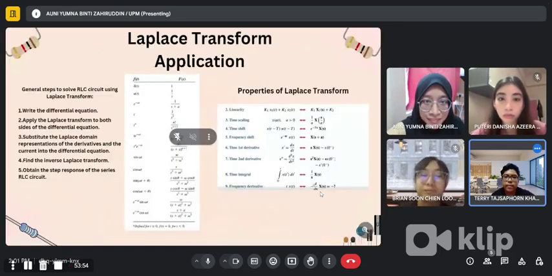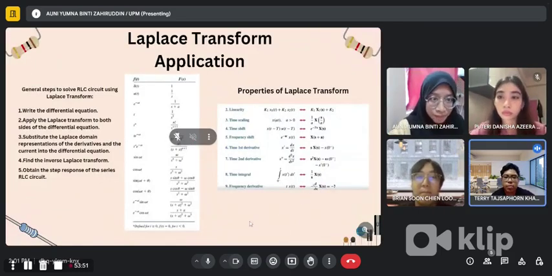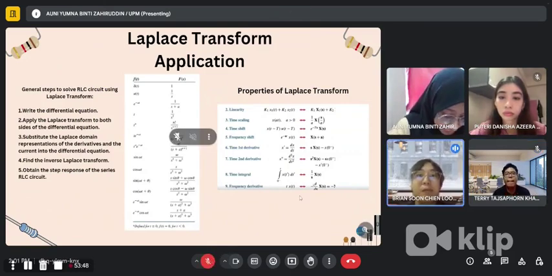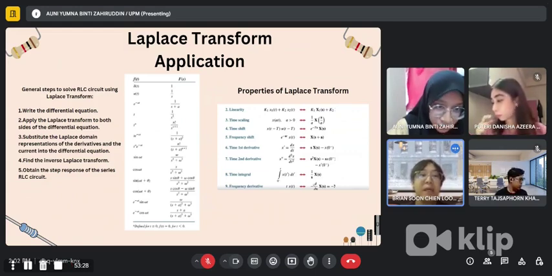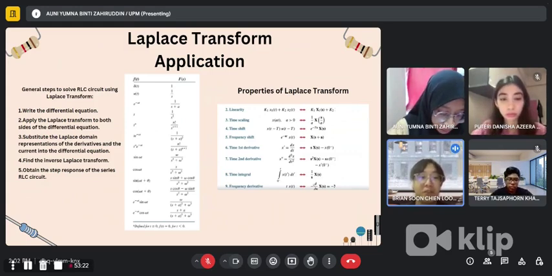Next. For Laplace transformation, I will pass to Brian. Okay, we'll explain the Laplace transform application. So there are 5 general steps to solve an RLC circuit using the Laplace transform. First, we write the differential equation. 2, apply the Laplace transform to both sides of the differential equation. 3, substitute the Laplace domain representation of the derivatives and the current into the differential equation. 4, we find the inverse Laplace transform. And lastly, we obtain the step response of the series RLC circuit.